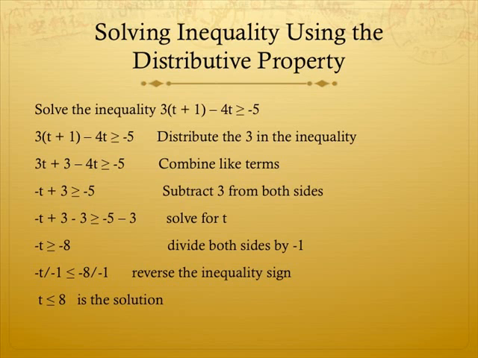Next, we want to combine like terms. Therefore, we get negative t plus 3 is greater than or equal to negative 5. Now, we want to subtract 3 from both sides in order to solve for t. So we have negative t plus 3 minus 3 is greater than or equal to negative 5 minus 3. And we're still solving for t, so we have negative t is greater than or equal to negative 8.